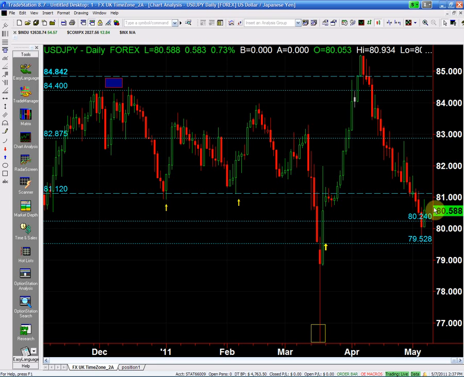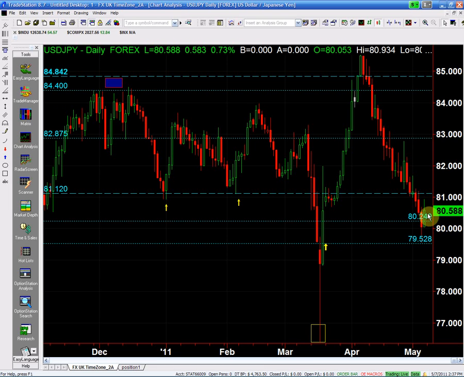It came to the structure point, it bounced back up, it went above the second structure point, so it's a second buy signal, so you have two buy signals now. I also have a sell signal on the Japanese yen index.